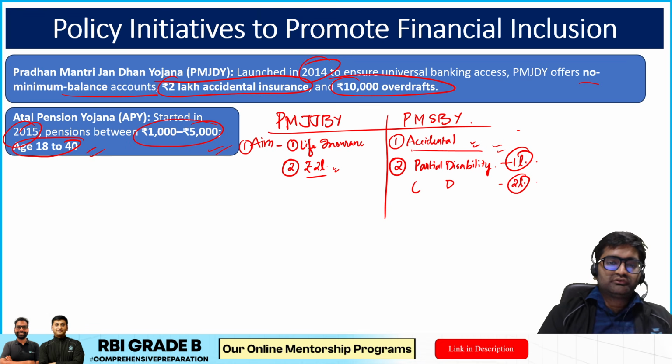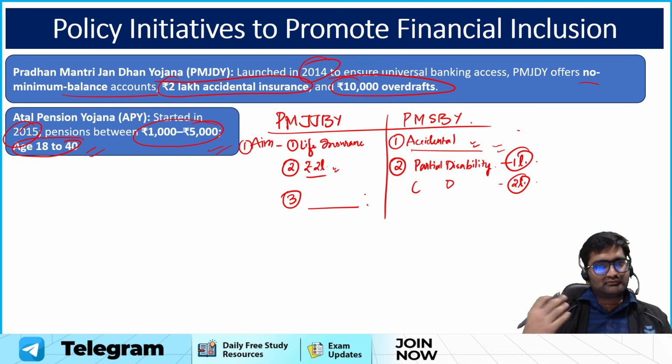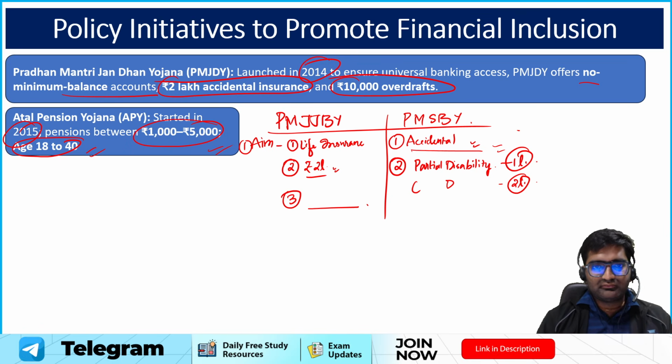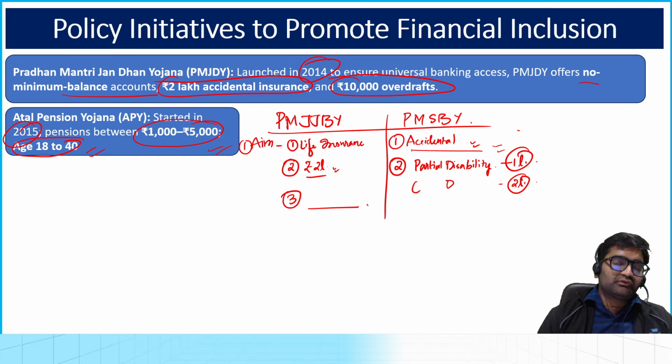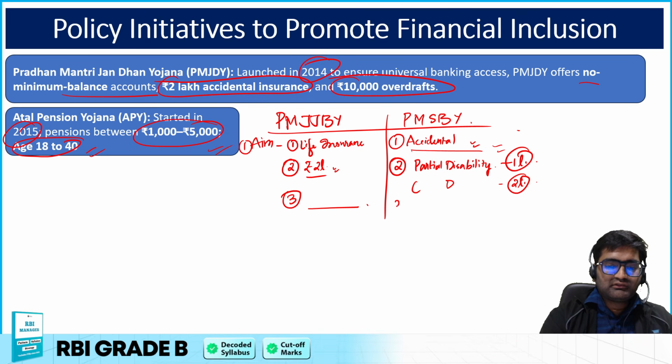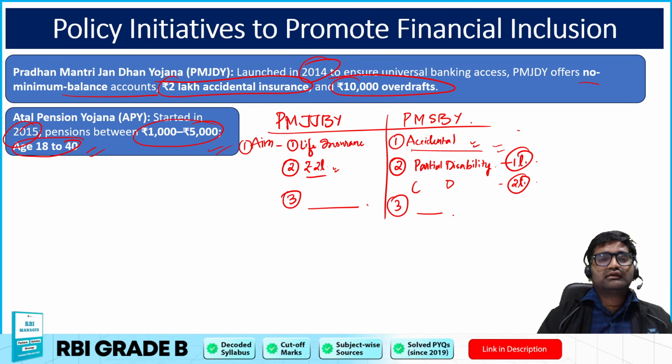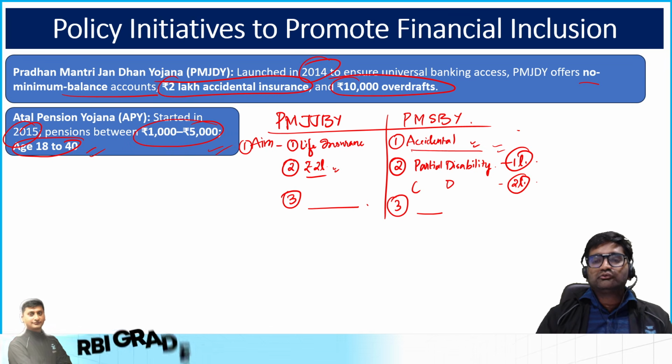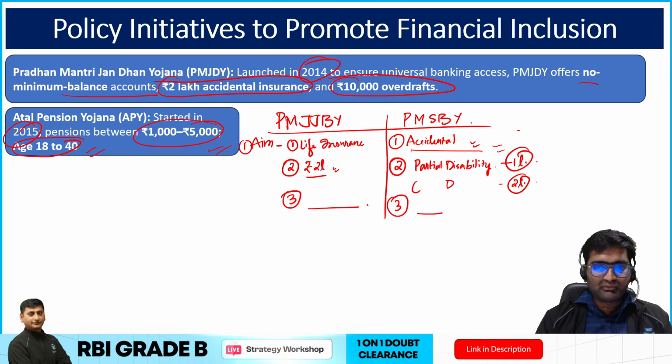Jeevan Jyoti Bima Yojana actually provides insurance in any case, like if death happens due to anything, then the benefit of this yojana can be given. Here there are specific conditions, like if somebody died due to suicide, alcohol consumption, or something like that, in those cases this money will not be given. Okay, so these are some of the things with respect to these policies.